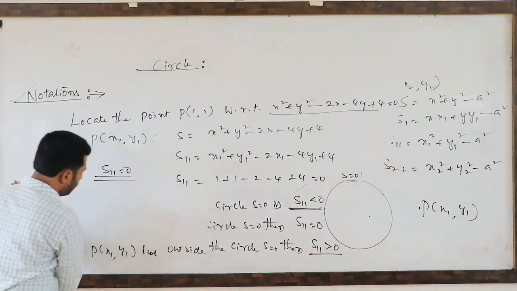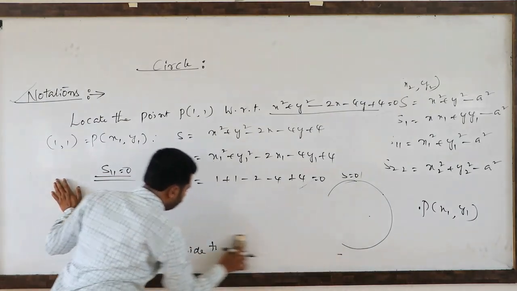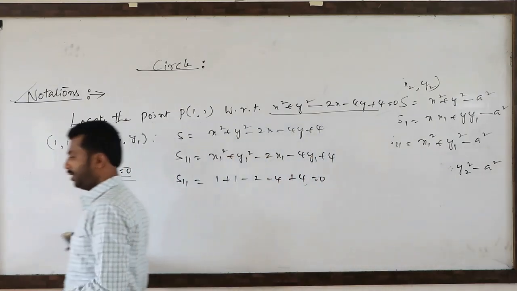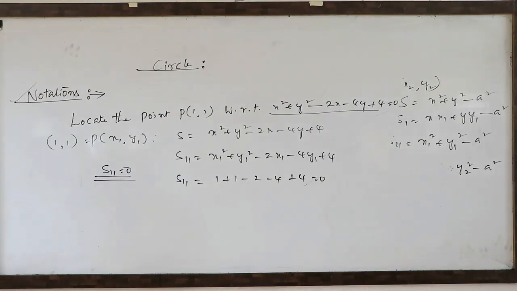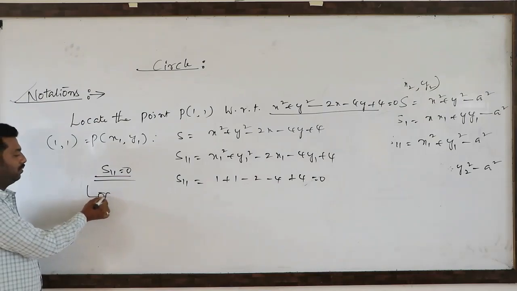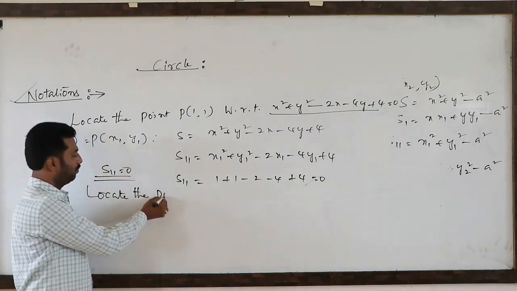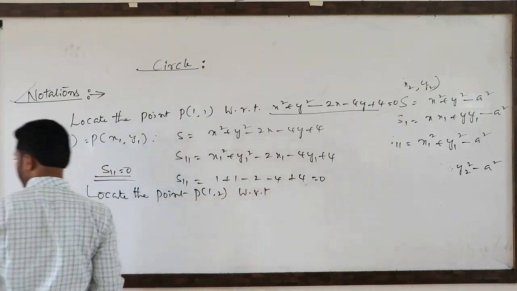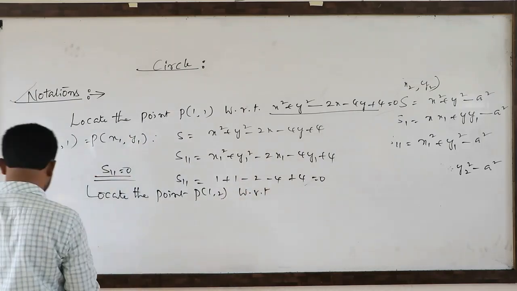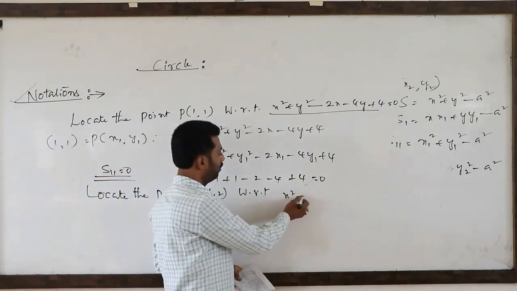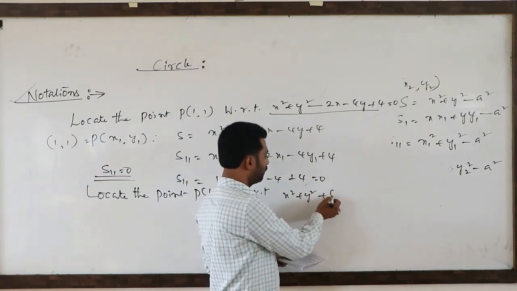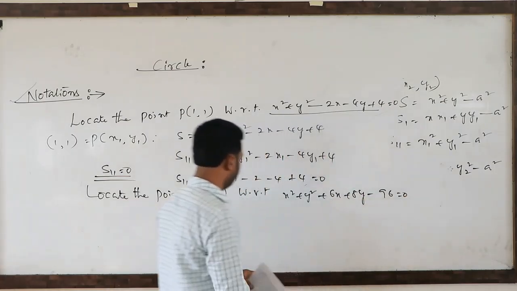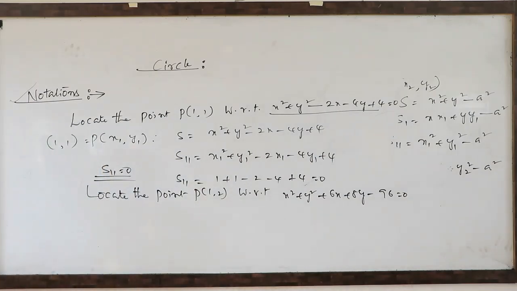So one more question I will give. Locate the point P of 1, 2 with respect to the circle x square plus y square plus 6x plus 8y minus 96 equal to 0. We have to locate this point with respect to that circle.